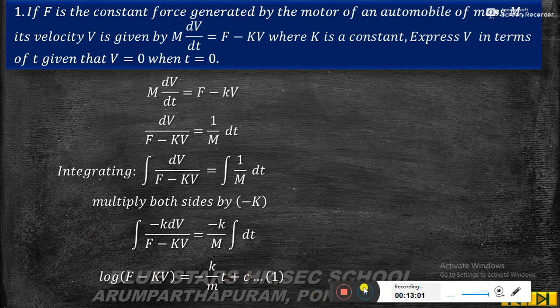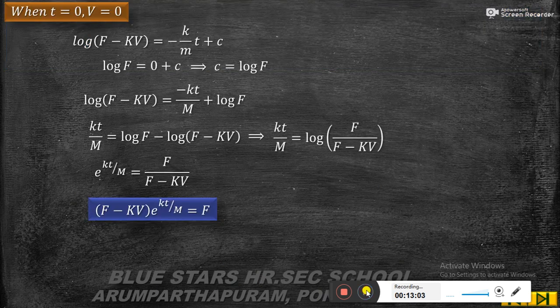The next step: I substitute t = 0 and v = 0 in log(F - kv) = (-k/m) t + c. So log F = 0 + c, since with t = 0 the first term vanishes, which implies c = log F. Therefore log(F - kv) = -kt/m + c, and I substitute c = log F.